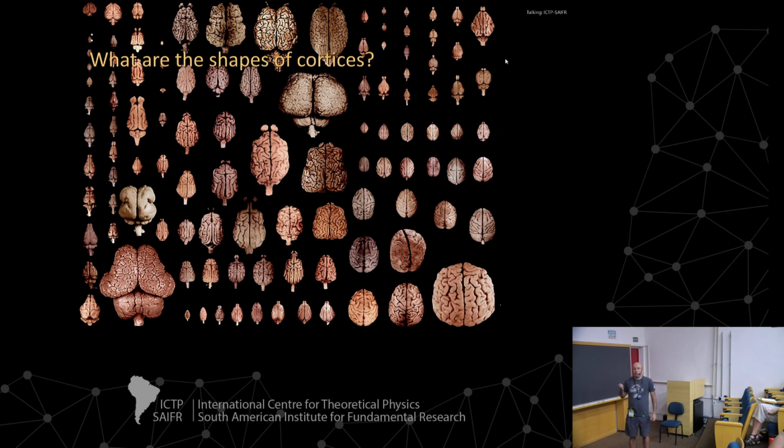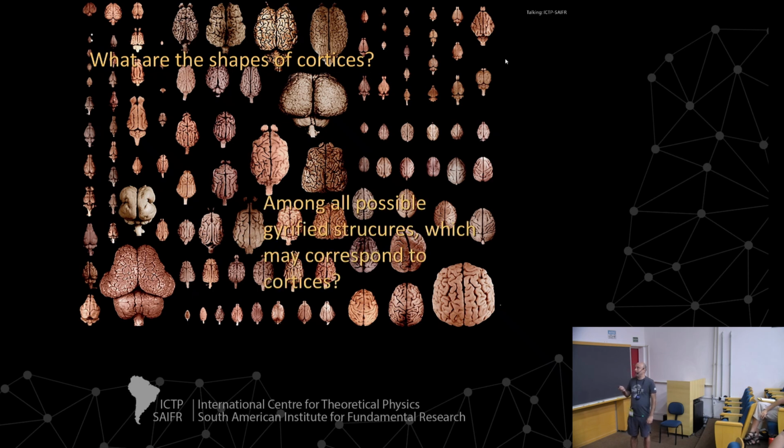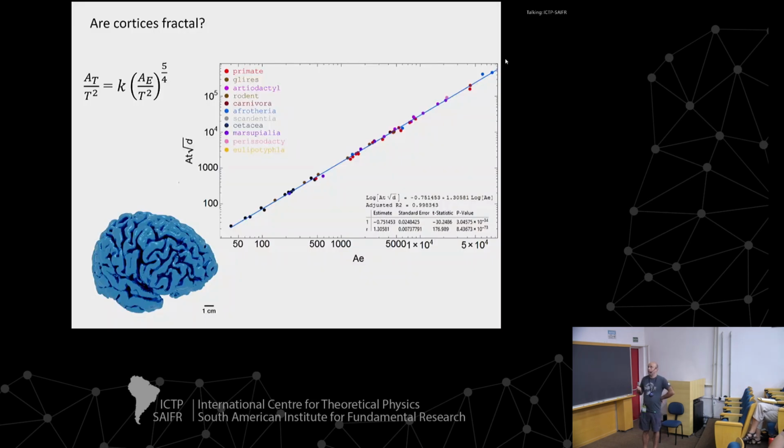The difference is that you want to specify the ensemble of potential folded shapes that can correspond to cortices. Real cortices or imaginary cortices, but there is a subclass of folded shapes that we can define that corresponds to cortices. So that's what we're going to ask: among all possible folded structures, which may correspond to cortices? So we want to define this subset. How do we do that? Well, we look for the universal law as a starting point.